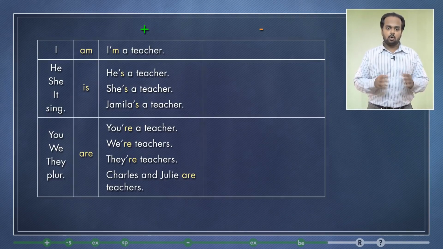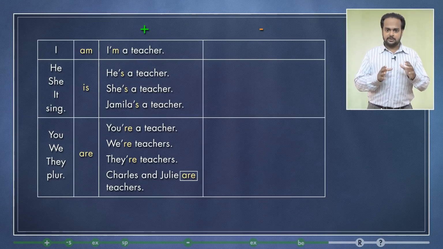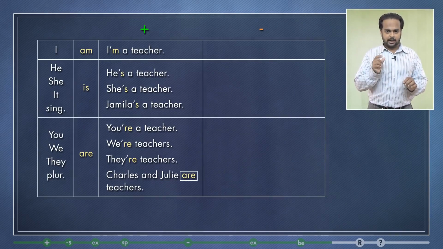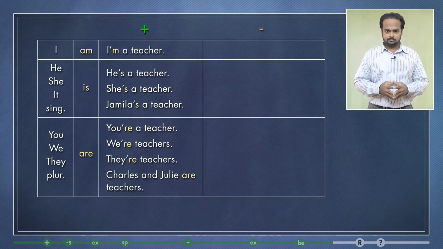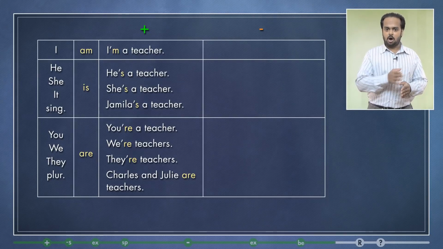Notice that when we have plural nouns like Charles and Julie, we don't shorten the verb. That is, we say are fully. Charles and Julie are teachers. We only shorten pronouns and singular nouns. So that's the first difference between be and other verbs. There are 3 forms: am, is, and are.